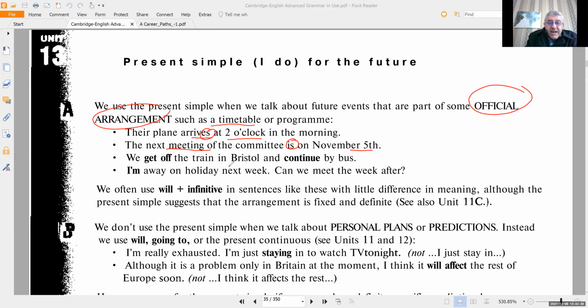We get off the train in Bristol and continue by bus.